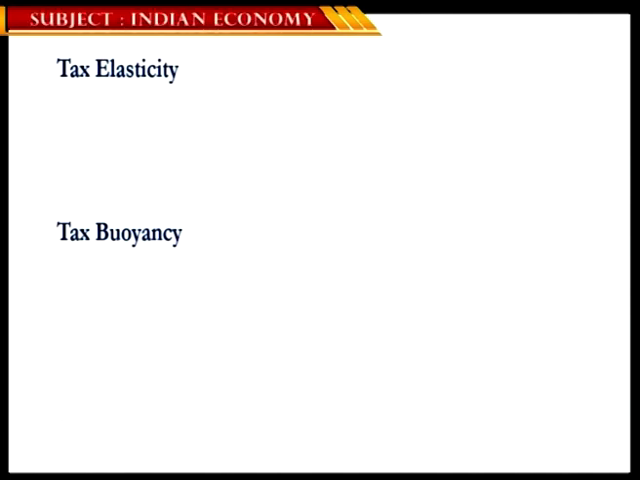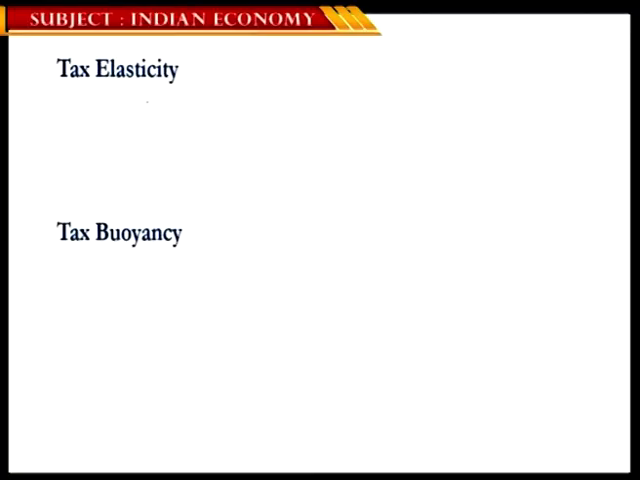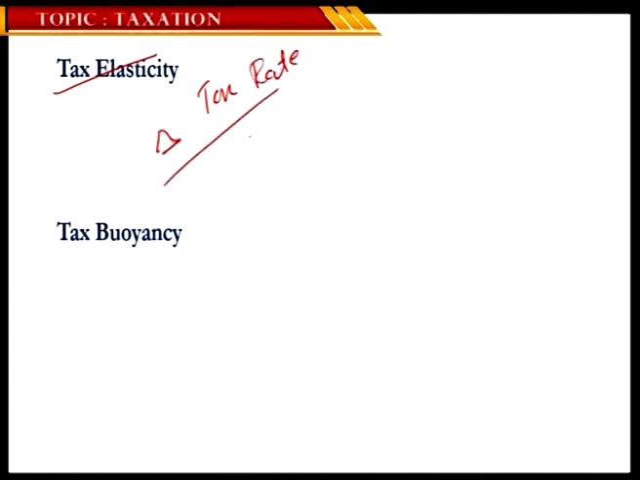You might have come across the words price elasticity of demand and income elasticity of demand. When I say elasticity, it means the rate of change. Similarly, when it comes to tax elasticity, it is about the change in tax rate. If I change a particular tax rate, let's say the income tax rate or the GST upon a certain category of goods and services, what exactly is the change in the tax revenue?